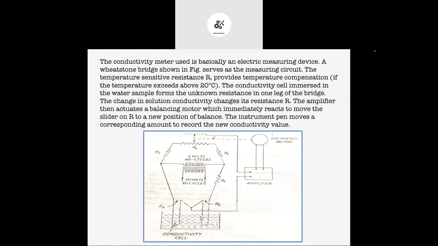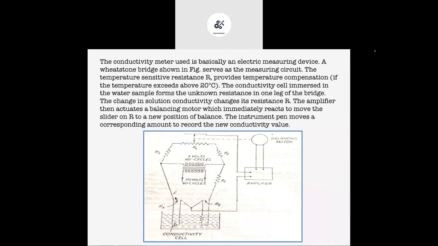dissolved into the water. So you can see there is one Wheatstone bridge. It will have four resistances: R1, R2, R3, R4. In total, six resistors are there. And this bridge has been connected to the amplifier, and it is again connected to the balancing motor, or you can say it is indirectly connected to the indicator.